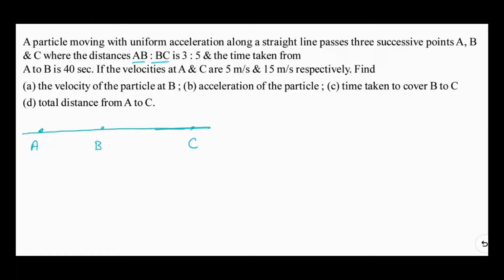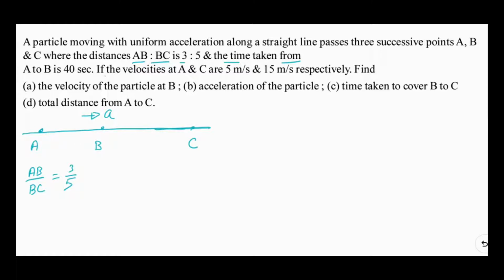The distance AB and BC is in the ratio 3:5. So AB by BC is 3:5. It's also known to us that the particle is moving with uniform acceleration. So the acceleration of the particle is uniform in this motion. Let's assume that acceleration to be small a.